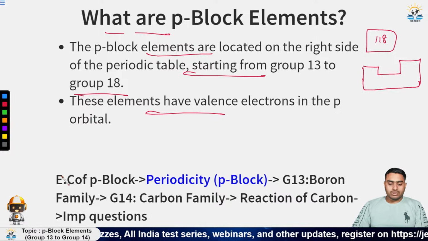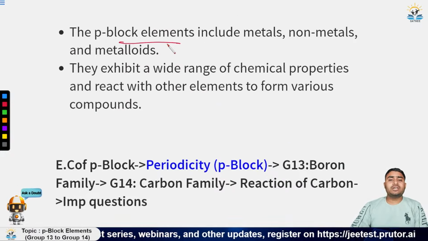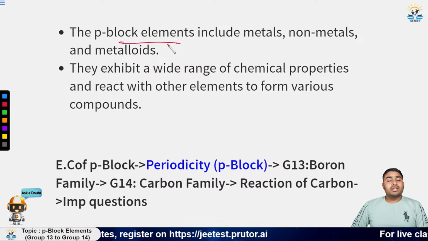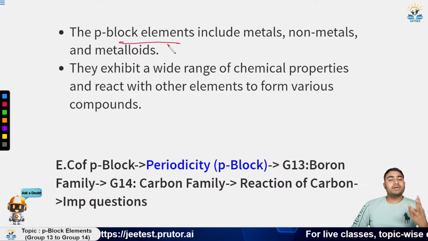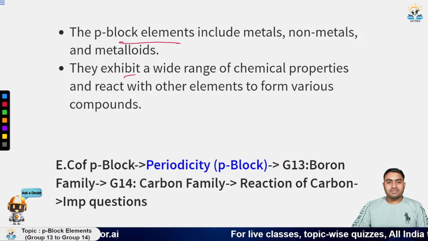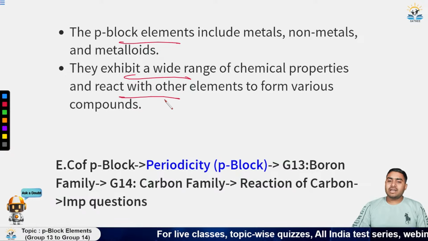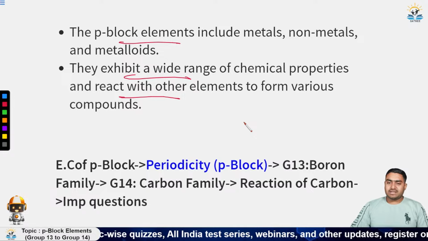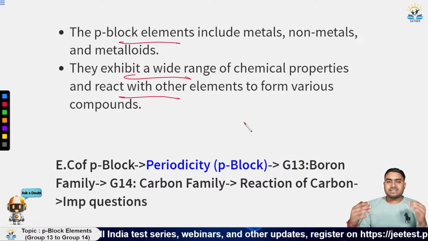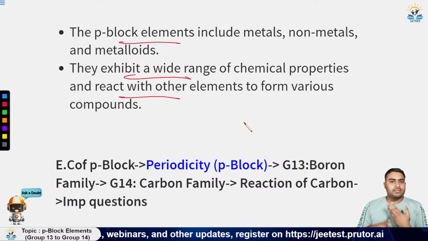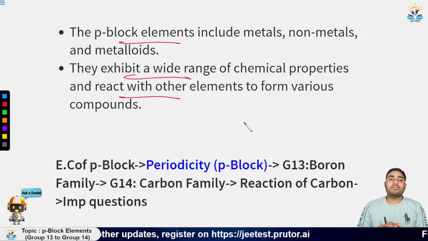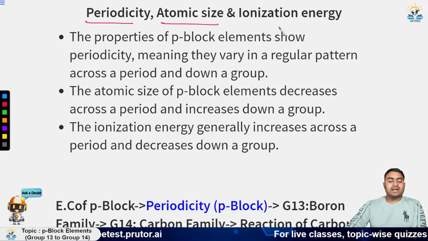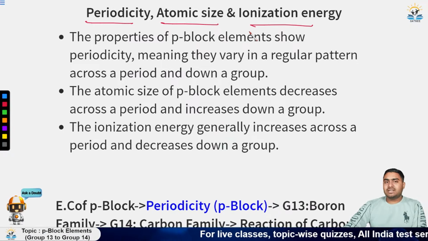Next point: the p block elements include metals, non-metals and metalloids. That's a very interesting part. They exhibit a wide range of chemical properties and react with other elements to form various compounds. Elements are classified in 3 categories: metals, non-metals and metalloids, and in the p block each and every type of element is there. Now the next points are periodicity, atomic size and ionization energy. So we are discussing these 3 points now.